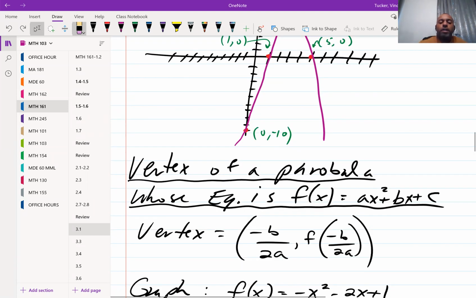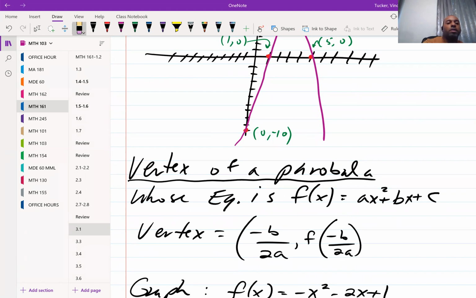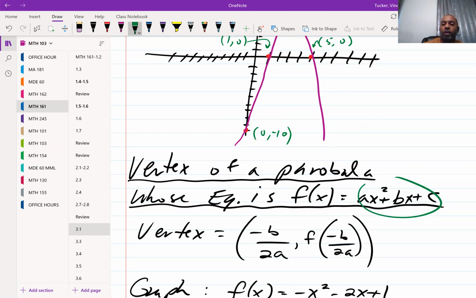All right, so next thing, finding the vertex of a parabola whose equation is in the form f of x equals ax squared plus bx plus c. So this is the form that we've dealt with before, just a regular quadratic equation.